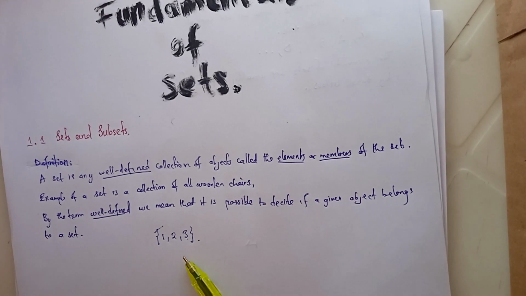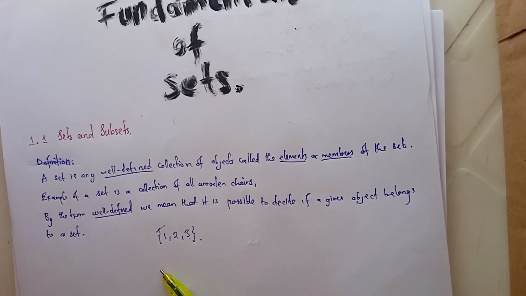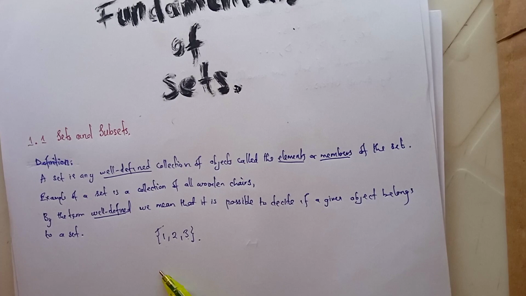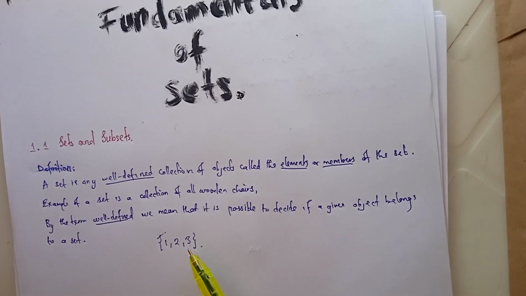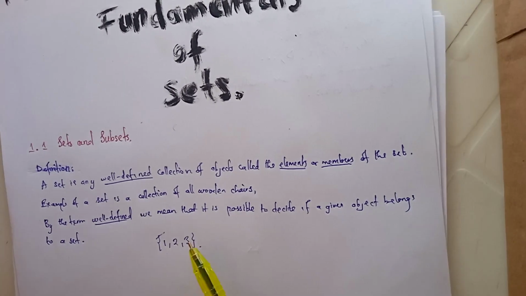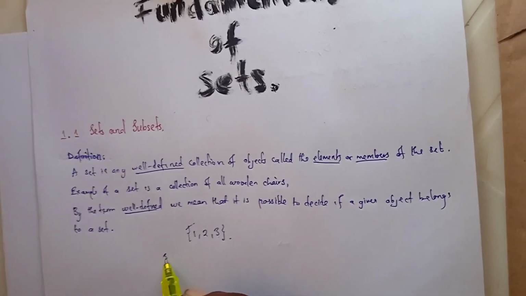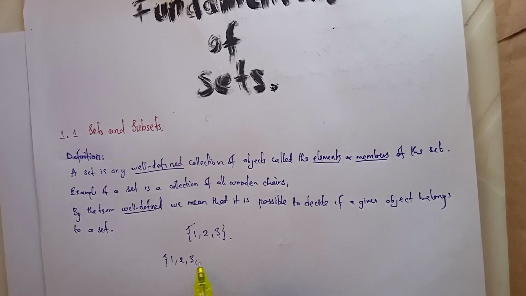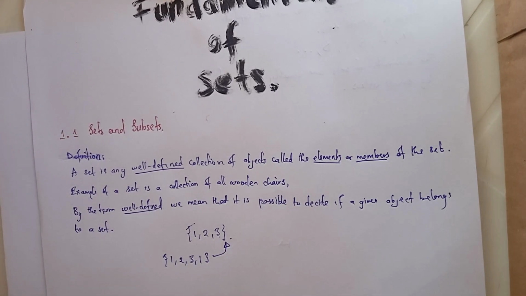Repetition is also not allowed. If a particular element repeats more than 5 times, the set still remains the same. So there is no repetition allowed because all the members of the set will still be 1, 2, 3 no matter the repetition. What I'm trying to say is the set {1, 2, 3, 1} is still equivalent to this set. Okay, no difference at all.